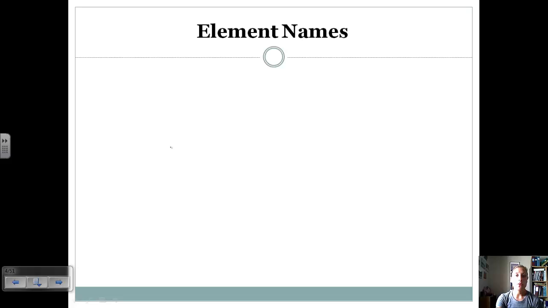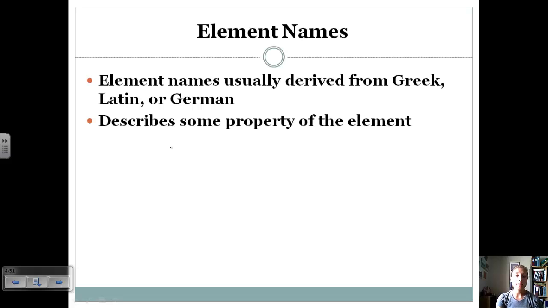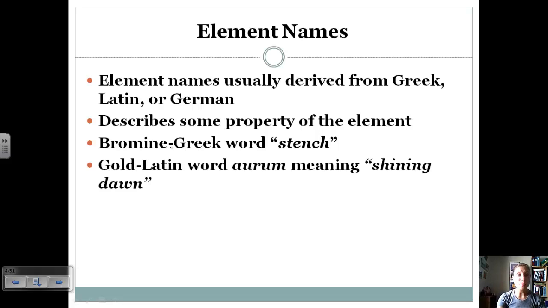So let's talk a little bit more about elements and how they relate to the periodic table. Element names, especially the 88 that are naturally derived, are usually derived from Greek, Latin, or German. And usually these names describe some property of the element. So for example, bromine is the Greek word for stench because bromine is one of the only elements that exist as a liquid, and I guess it probably smells bad.